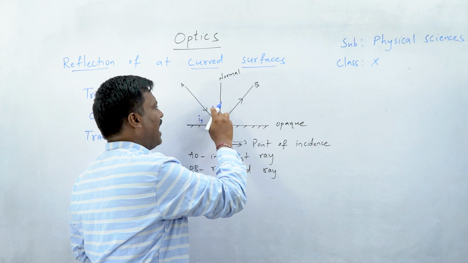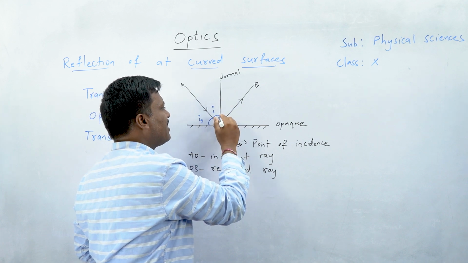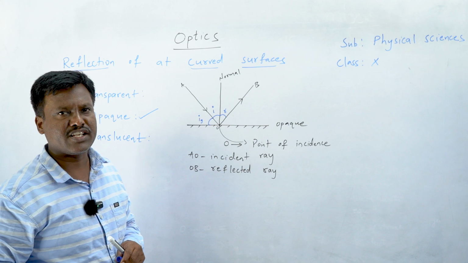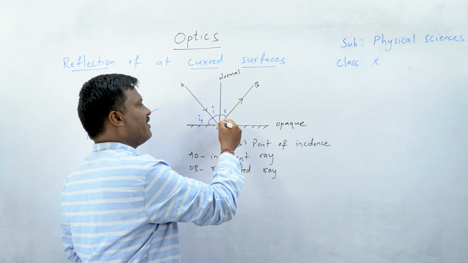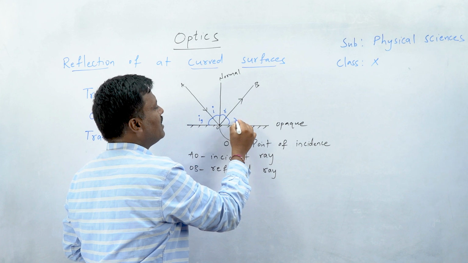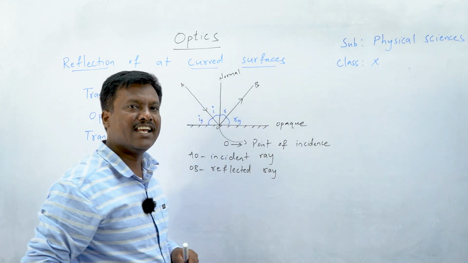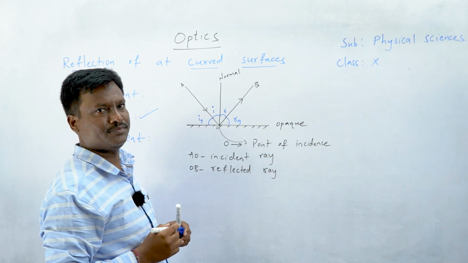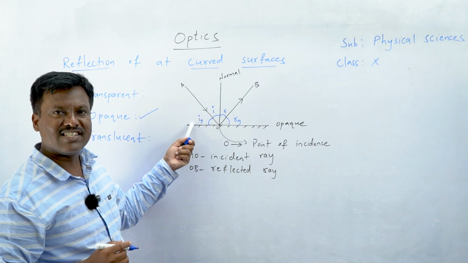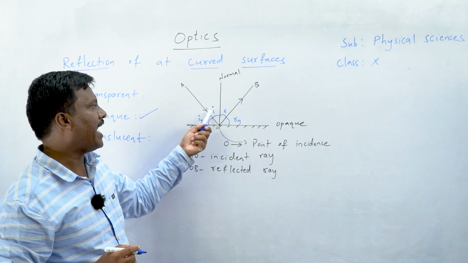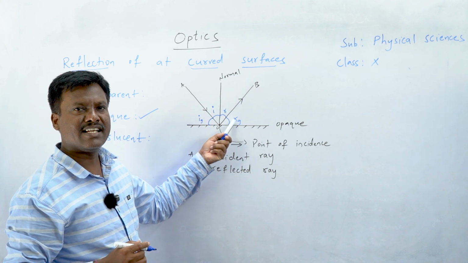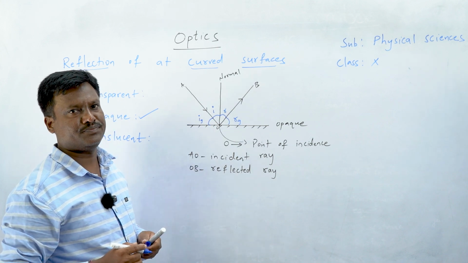Here we have the angle between the normal and the reflected ray. This angle is called the angle of reflection. Here we have the angle between the reflected ray and the surface. It is called the glancing angle of reflection. So here we have four angles: glancing angle of incidence, angle of incidence, angle of reflection, glancing angle of reflection.